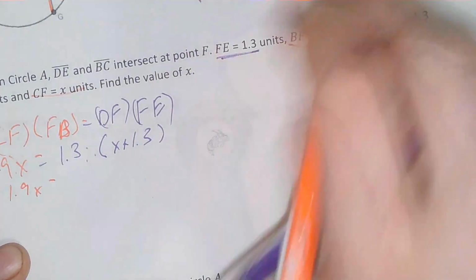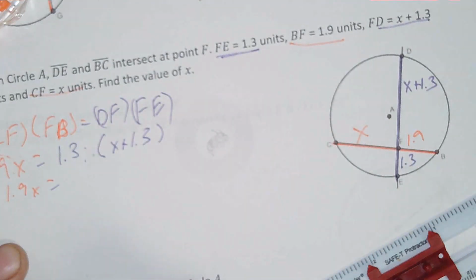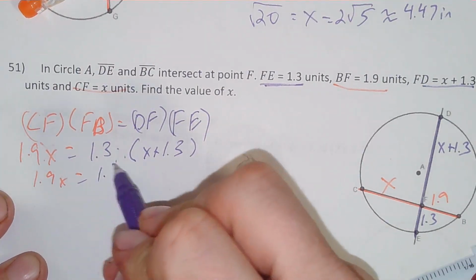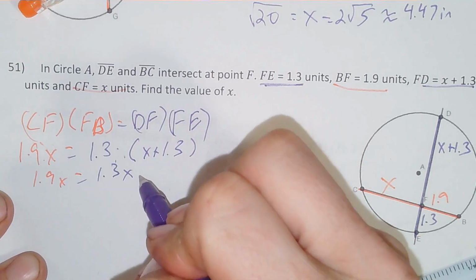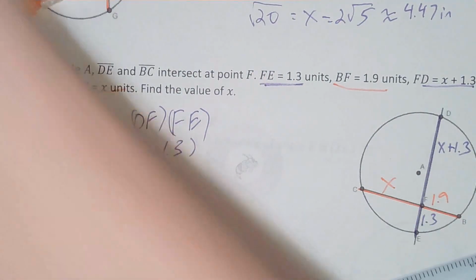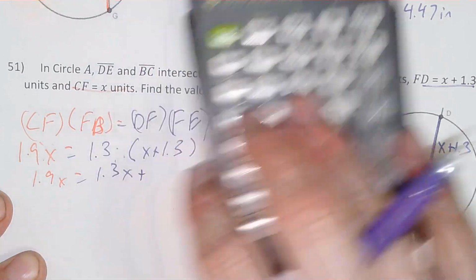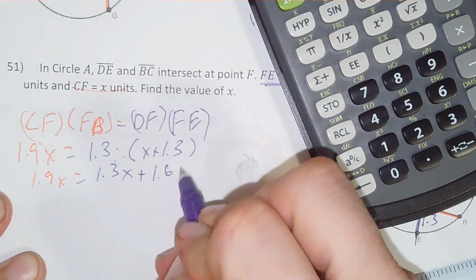1.9x equals 1.3x plus 1.3 times 1.3. 1.3 times 1.3 equals 1.69.